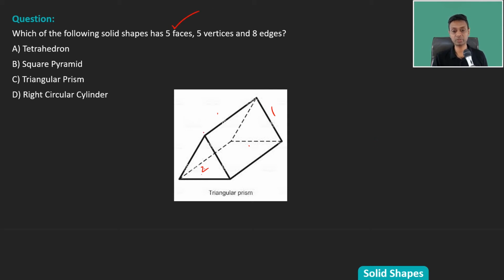Number of vertices 1, 2, 3, 4, 5, 6. So it has 6 vertices. So this is also not the correct answer. And how many edges? We can calculate that as 1, 2, 3, 4, 5, 6 and 7, 8, 9. So it has 5 faces, 6 vertices and 9 edges. And so this does not correspond to these numbers. So the square pyramid is the right answer. Both of these are wrong.